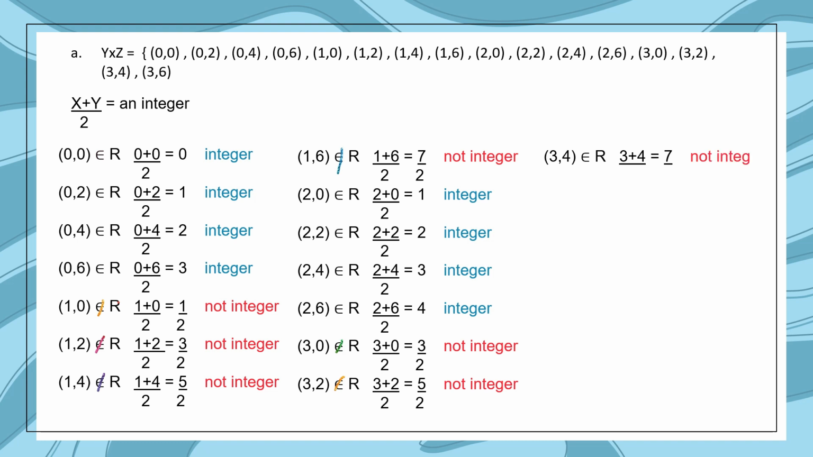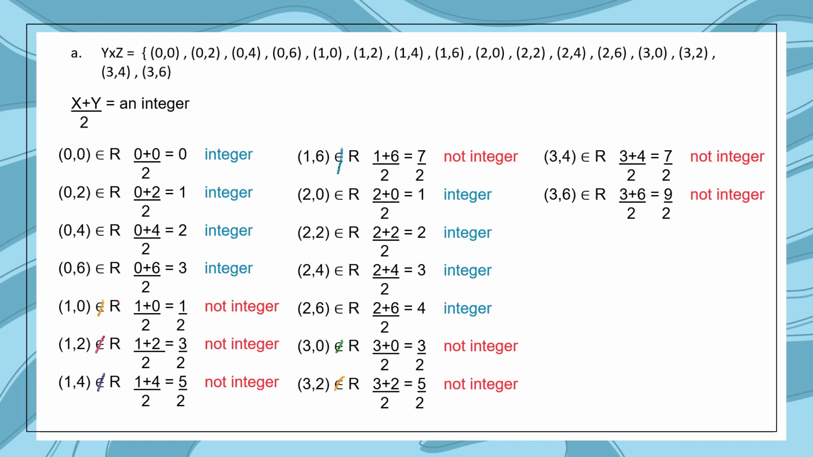(2,0) is an element of R because 2 plus 0 over 2 is equal to 1 and 1 is an integer. (2,2) is an element of R because 2 plus 2 over 2 is equal to 2 and 2 is an integer. (2,4) is an element of R because 2 plus 4 over 2 is equal to 3 and 3 is an integer. (2,6) is an element of R because 2 plus 6 over 2 is equal to 4 and 4 is an integer.